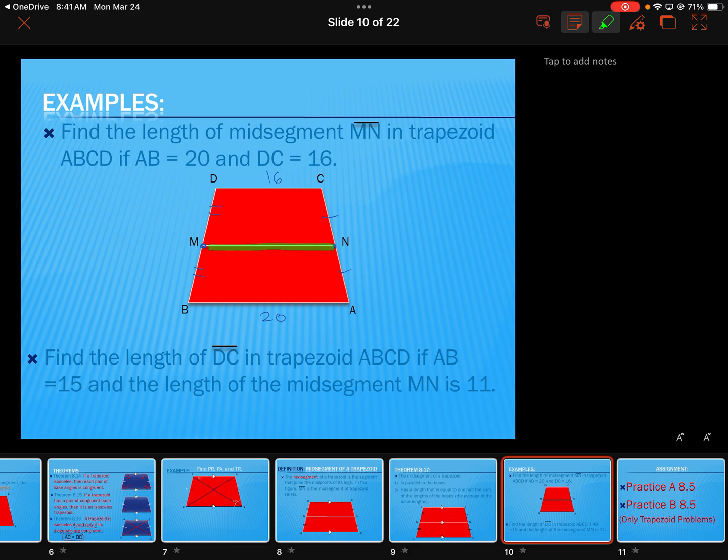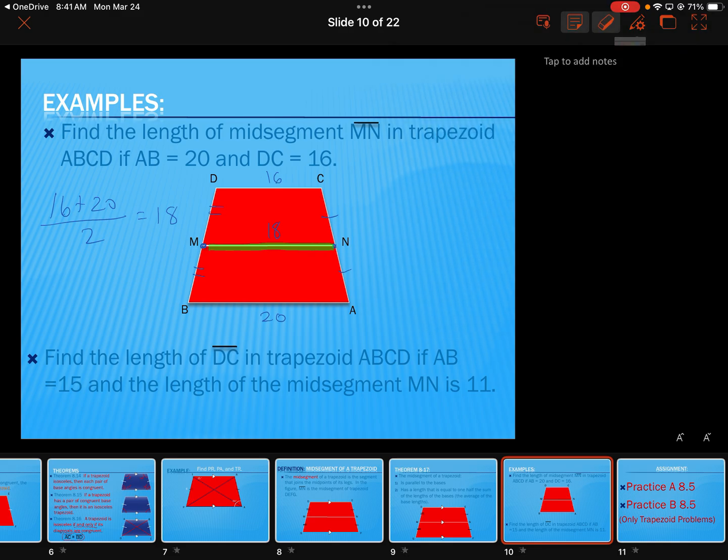How long is the green segment? Well, it's an average of the bases, the 16 and the 20. So I know that's 18. 18 is directly in between 16 and 20. If you're not sure, add them and divide by 2. Just make sure you add first before you divide by 2. 16 and 20 gives you 36. Half of that is 18.